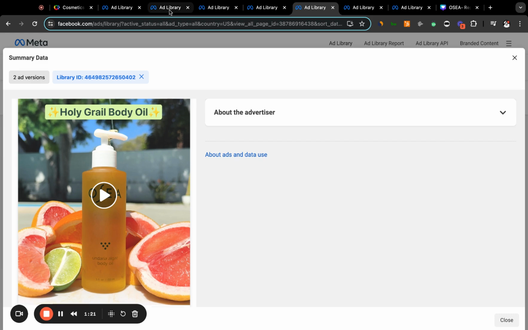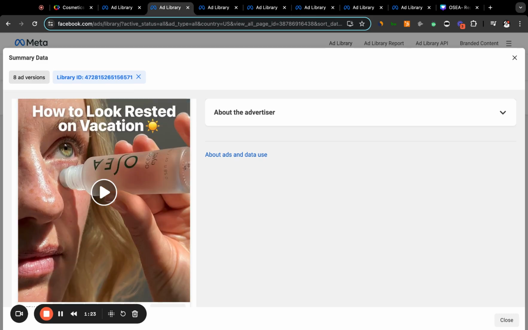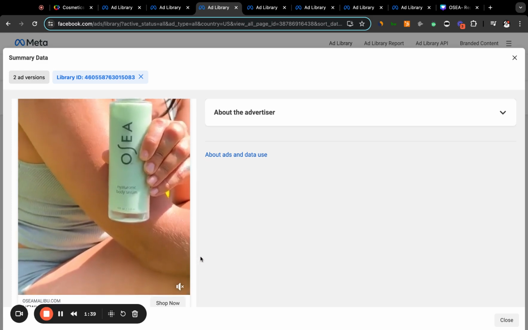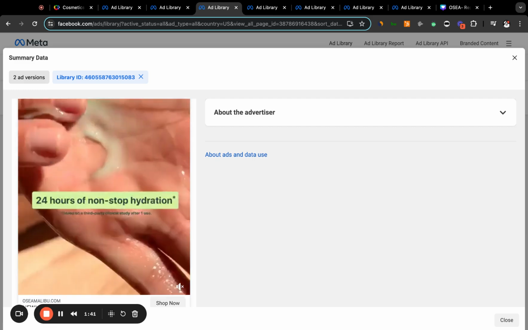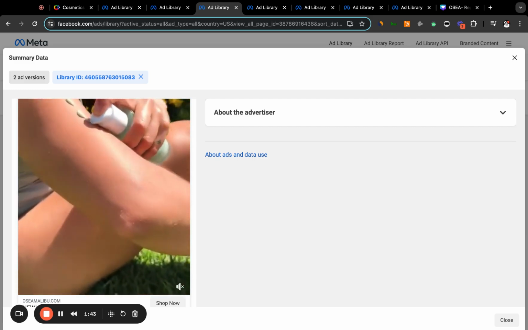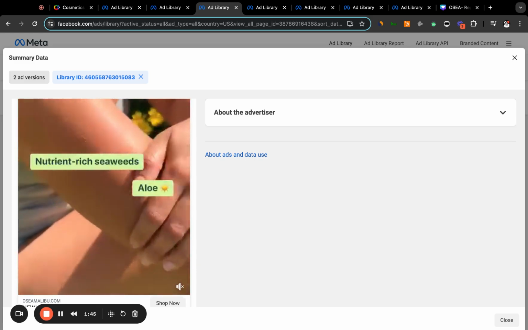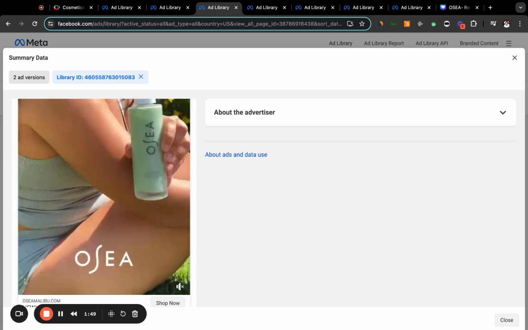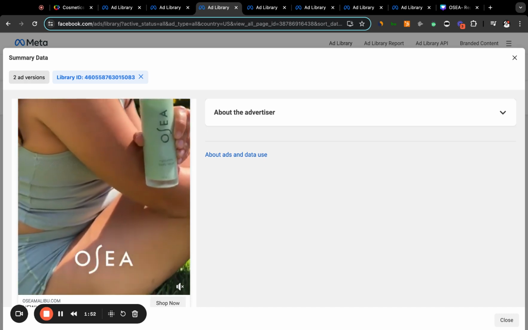And that kind of leads us to another thing that they're doing well, which is iterating on high performing frameworks. One of the highest performing frameworks within beauty and cosmetics is the application framework. So let's take a look at what that looks like. You'll see the application framework really relies on showcasing product on skin. And this is something that you'll see really across the industry. What's cool about what OSEA is doing is they're layering in product features throughout this as well.